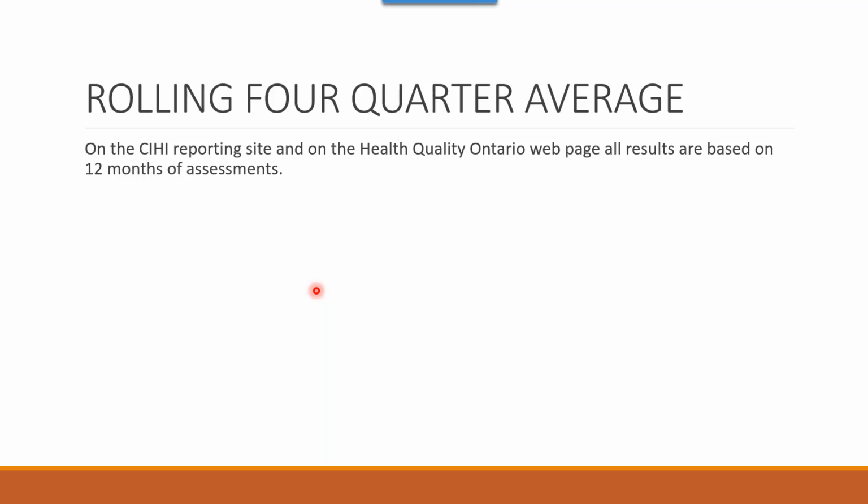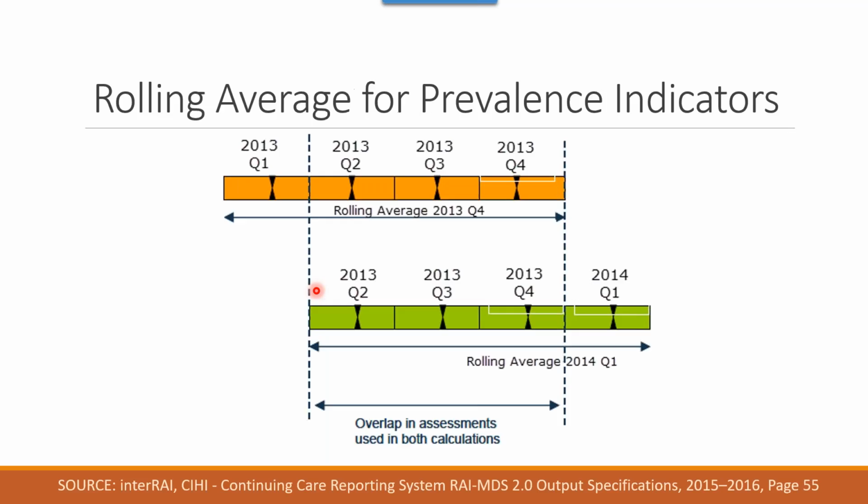Rolling four quarters: again, every report in CIHI, even though they say 2017 quarter one, they are still reporting on a full 12 months of data. So the quarter one quarter as well, the 3 months, and then all the 9 months prior to that. So please remember the rolling four quarters.